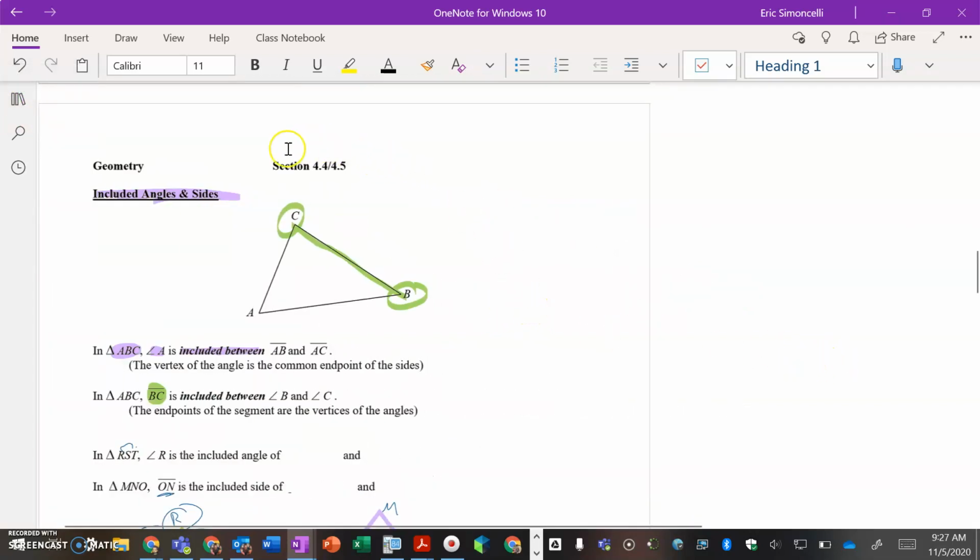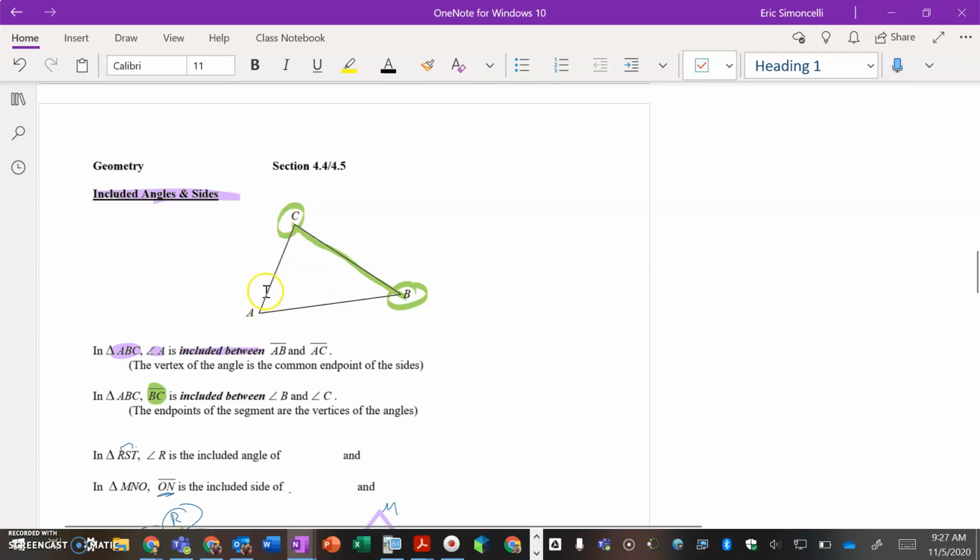So the next two sections, 4.4 and 4.5, begin, as you can see, with a description of included angles and sides. Angle C and angle B have an included side of BC. It says it here: in triangle ABC, BC is the included side, or is included between the two angles. The endpoints of the segments are the vertices of the angles. It is also true that angle A is included between AB and AC.